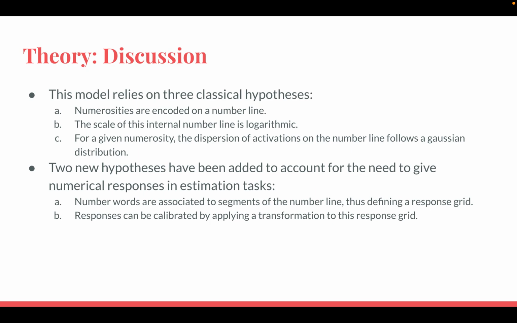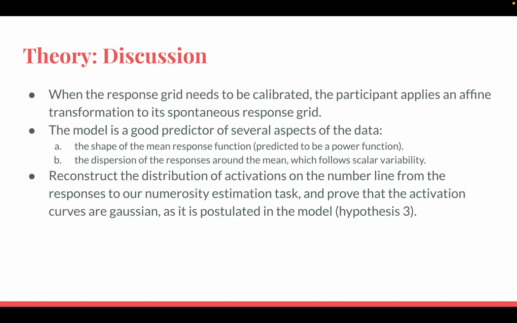Two hypotheses have been added to account for the need to give numerical responses in estimation tasks. First, number words are associated to segments of the number line, thus defining a response grid. Second, responses can be calibrated by applying a transformation to this response grid. When the response grid needs to be calibrated, the participant applies a phi transformation to their spontaneous response grid.